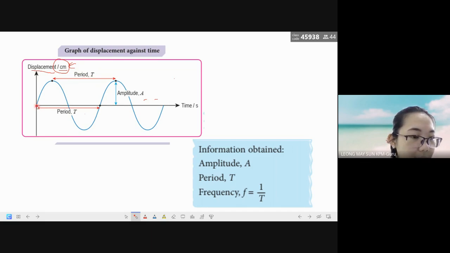It doesn't matter whether it's from 0 to max to 0, or min to 0, as long as it reaches the two extreme ends. Okay, so displacement time graph, first information we can get is the amplitude. Second information we can get is period. And then dividing 1 over the period, we can get the frequency. So for a displacement time graph, we can get three information: amplitude, period, and frequency. All right, this is for displacement time graph.